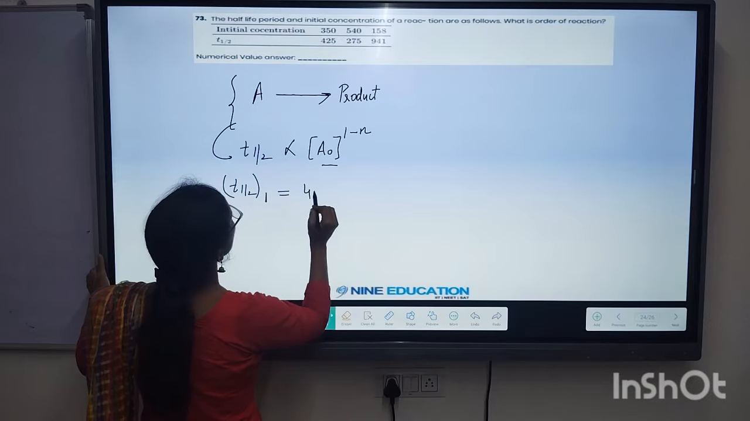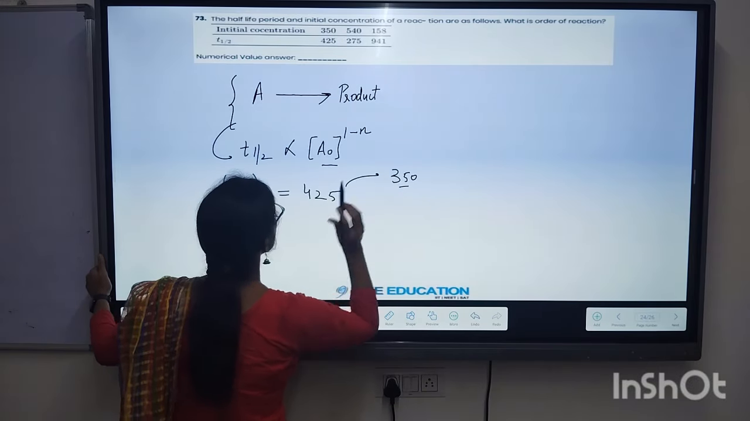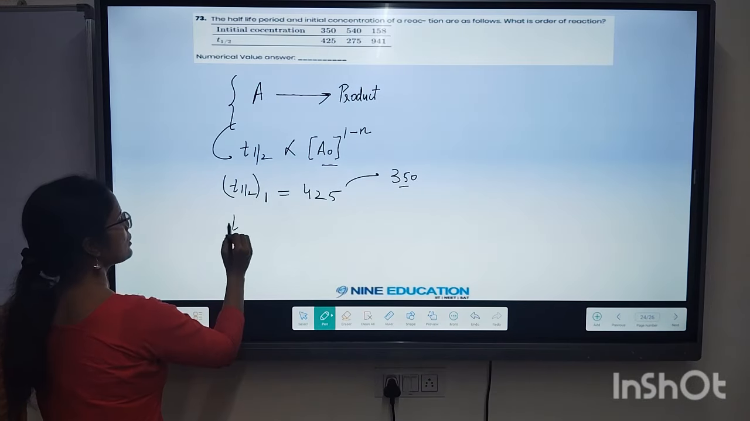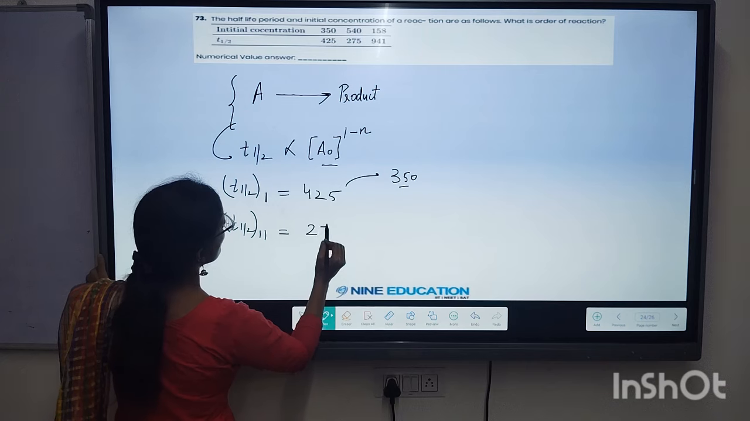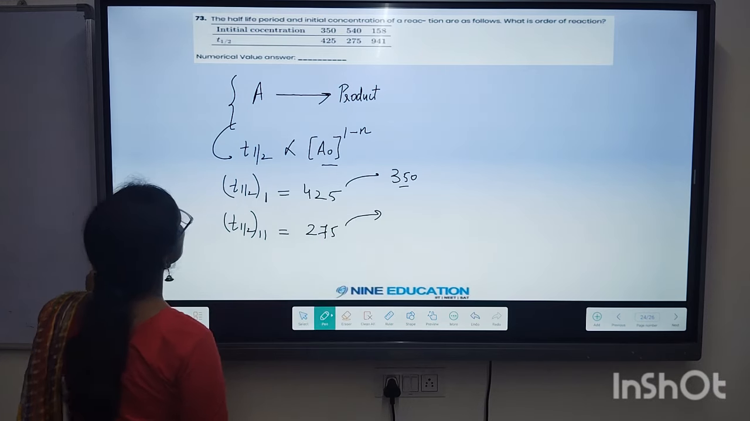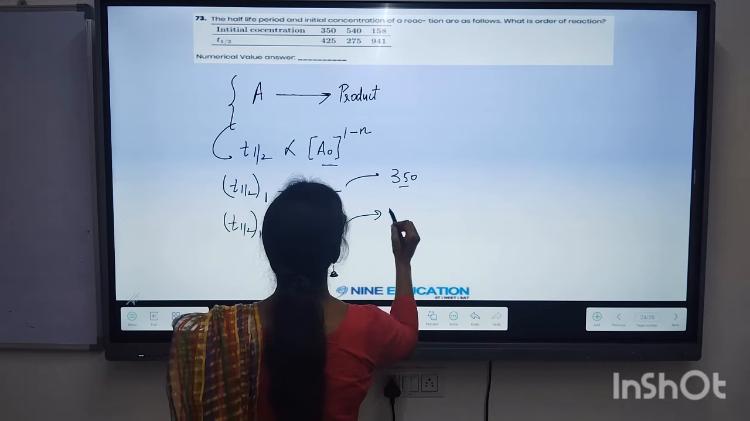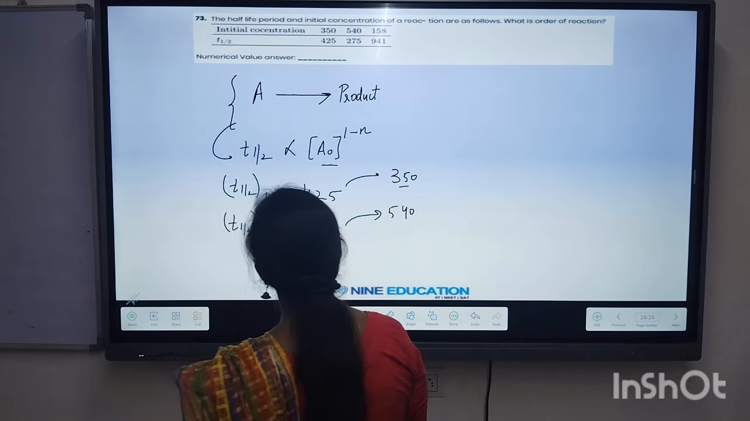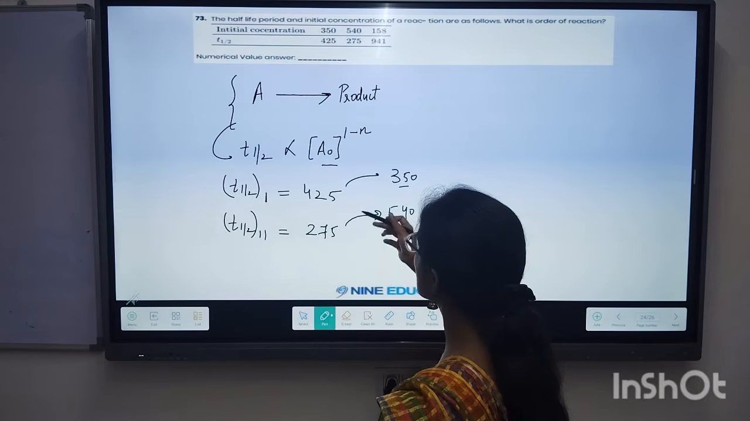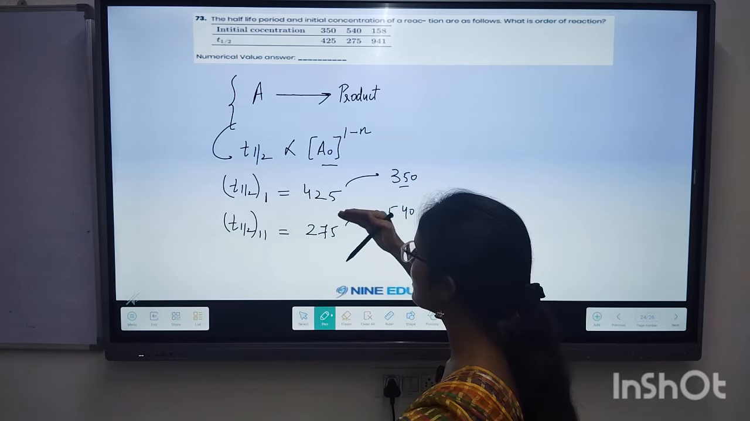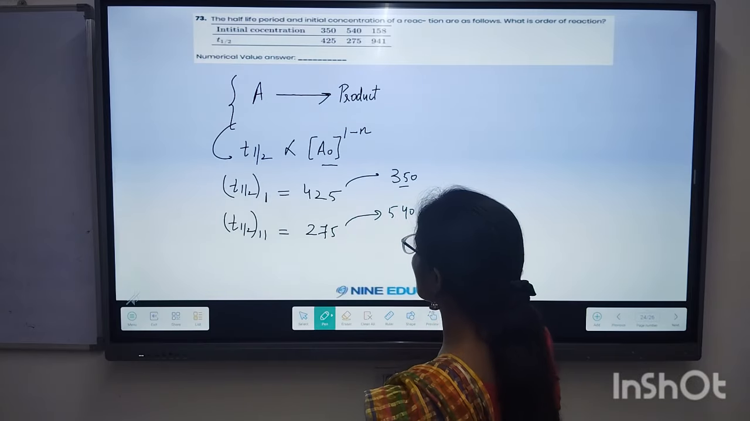It is given 425, at which concentration it is given 350 concentration of the reactant. Next, the half-life for the second time is given as 275, at what concentration it is given, 540. Now, if we know the relation with respect to initial concentration, we can simply divide T half-life second by T half-life 1.